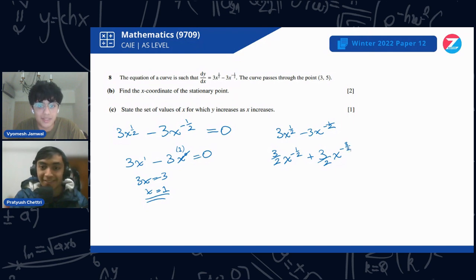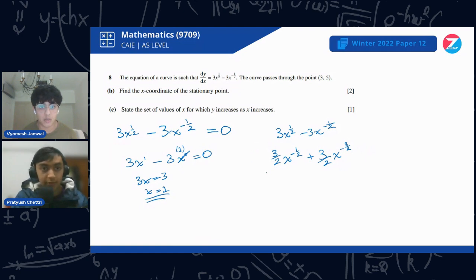Negative 3 upon 2. Yeah. And I'm just going to put 1 inside of there and see what my value comes out to be. Oh, it's just going to be 3, right? 1 to the power anything is going to be 1. Oh, it's just going to be 3. That shows me that it's a minima, because it's positive, it's more than 0.